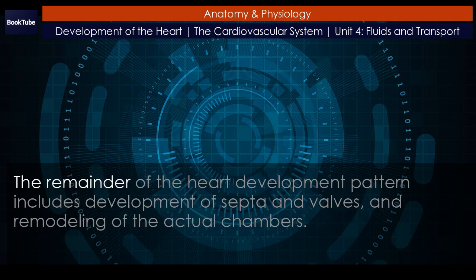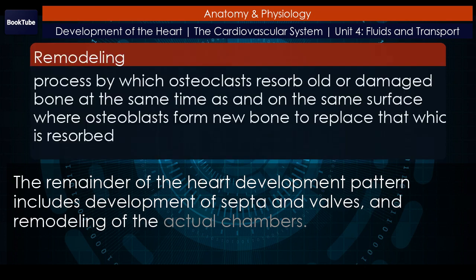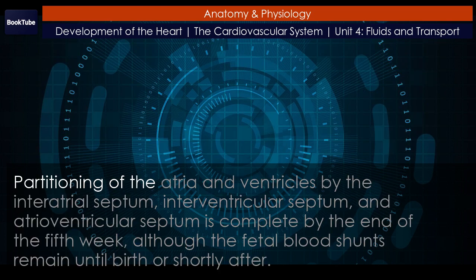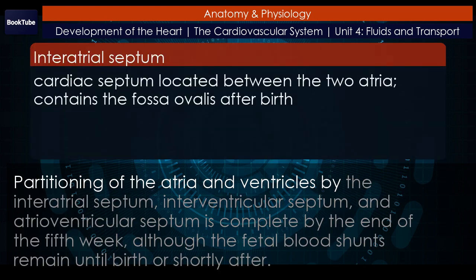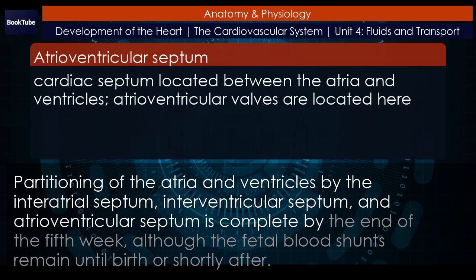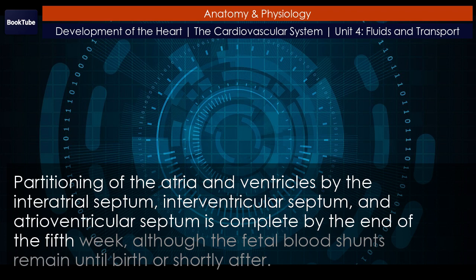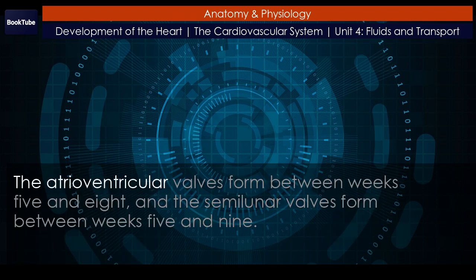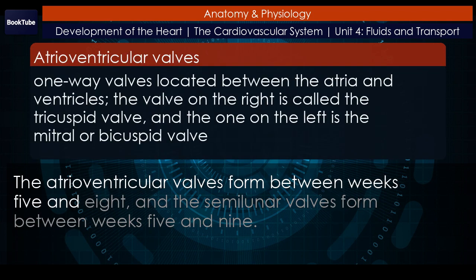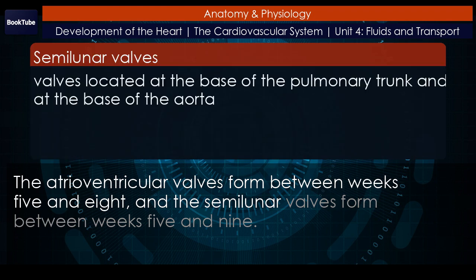The remainder of the heart development pattern includes development of septa and valves, and remodeling of the actual chambers. Partitioning of the atria and ventricles by the interatrial septum, interventricular septum, and atrioventricular septum is complete by the end of the 5th week, although the fetal blood shunts remain until birth or shortly after. The atrioventricular valves form between weeks 5 and 8, and the semilunar valves form between weeks 5 and 9.